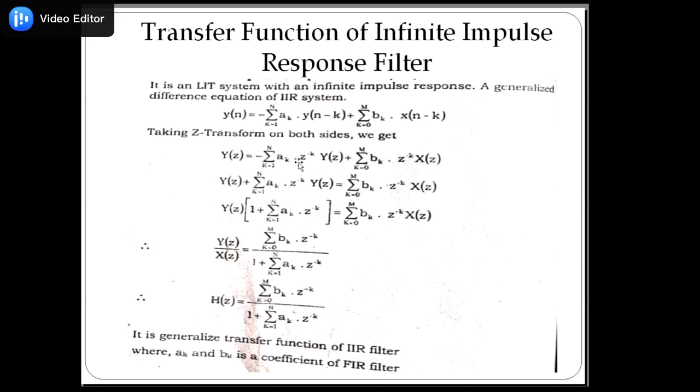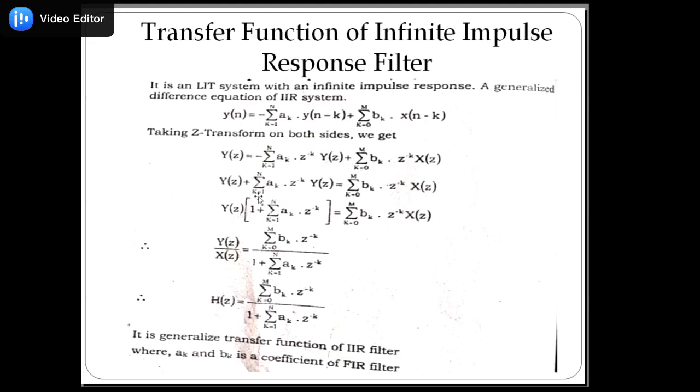Then shift Y(z) to the left side: Y(z) plus summation k equals 1 to N of a_k multiplied with z to the power minus k Y(z) is equal to summation k equals 0 to M of b_k multiplied with z to the power minus k X(z). Then Y(z) will be common from this equation.